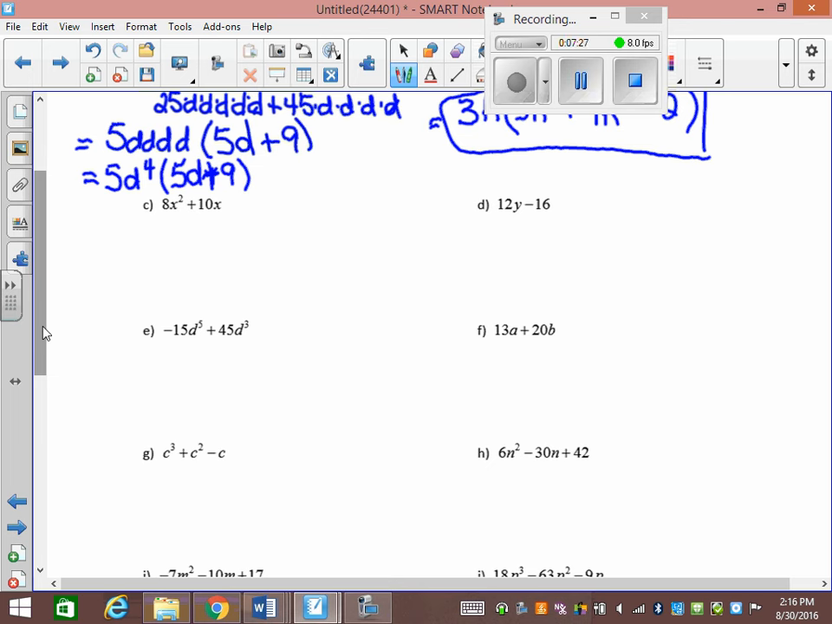8x squared plus 10x. What can we take out of 8 and 10? 8 divided by 2, 4. Oh, I can take out an x, right? I can take out a 2, and then I have an x squared and an x, so I can take out an x, too, right? X as well. 8 divided by 2 is 4. X squared divided by x? X. 10 divided by 2 is? 5. X divided by x? 1. It goes away.